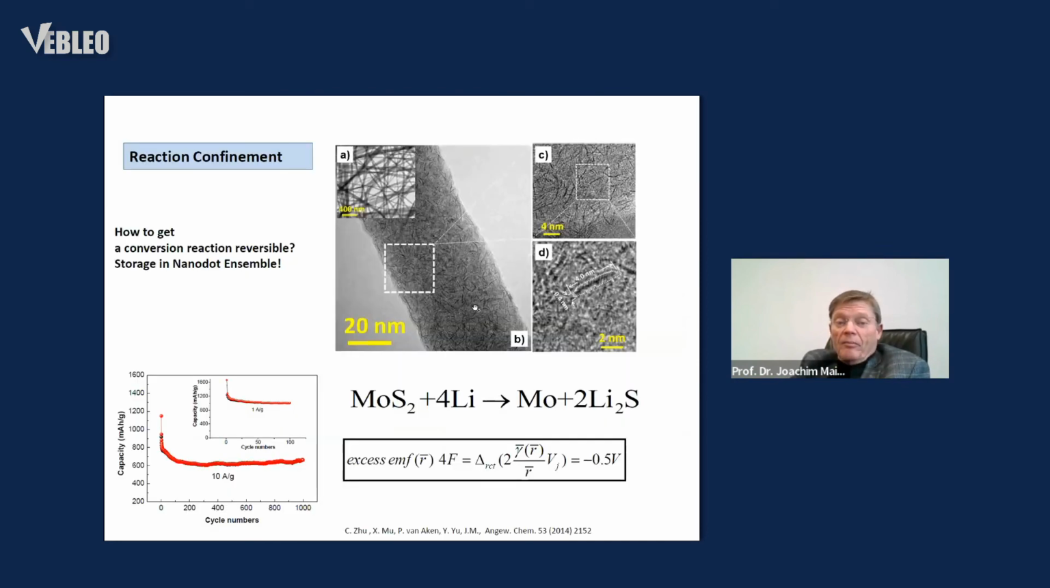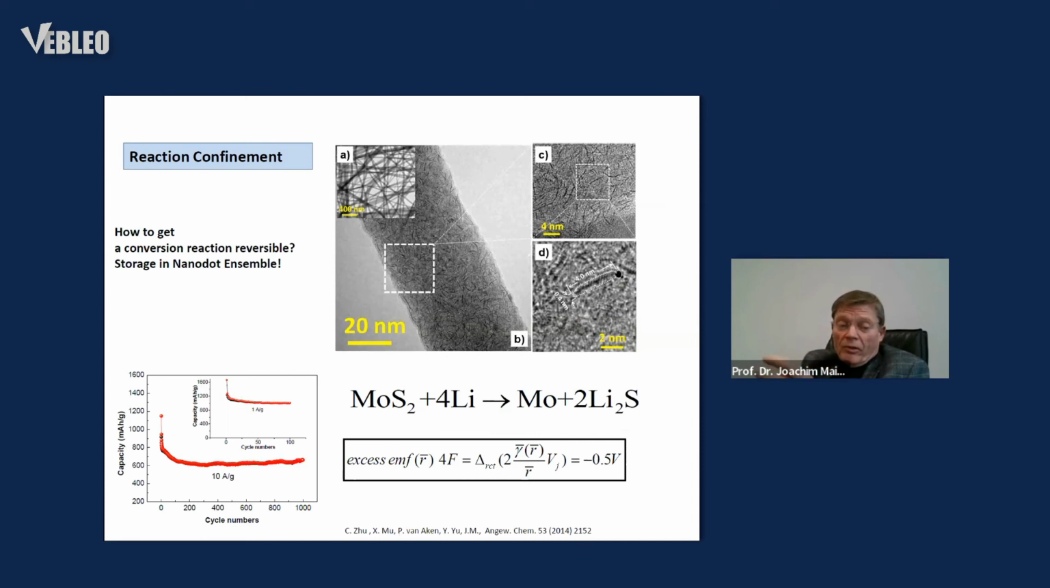An even better example is molybdenum sulfide. This is a very nice example because it shows how conversion reactions can be made reversible in principle, namely storage in a nanodot. So here we included in carbon fiber about 70% of molybdenum sulfide nanodots, but they are as small as you can make them. There's a single layer in this direction, it's 0.4 nanometer, and the other directions is 4 nanometers.